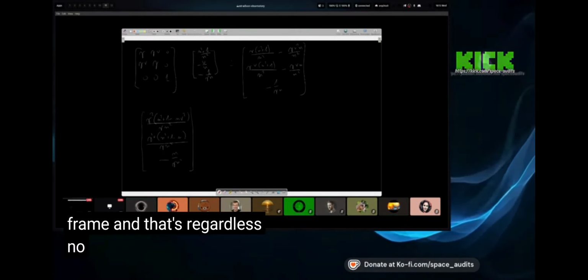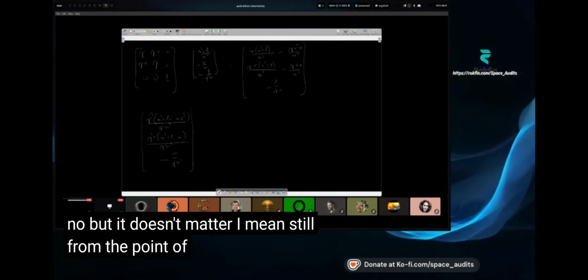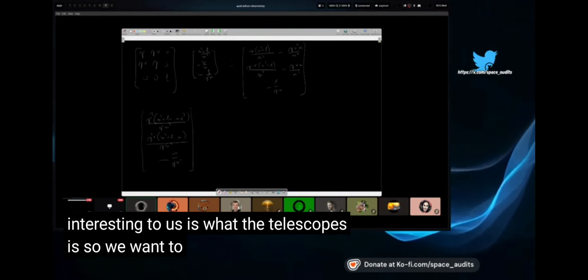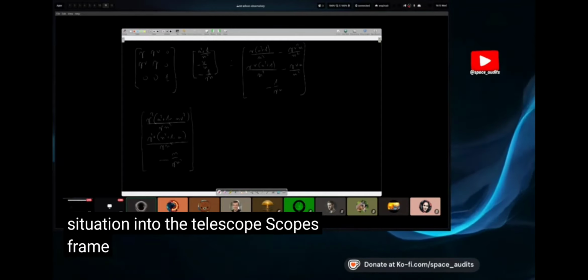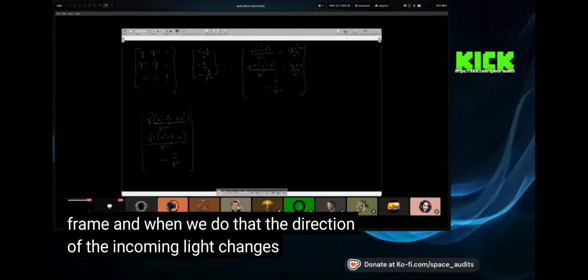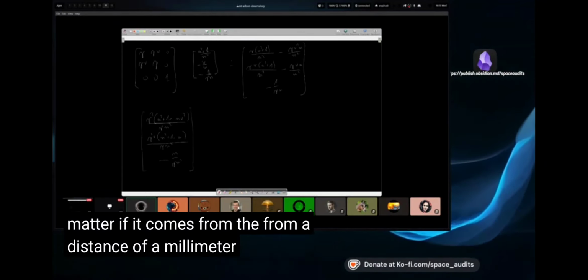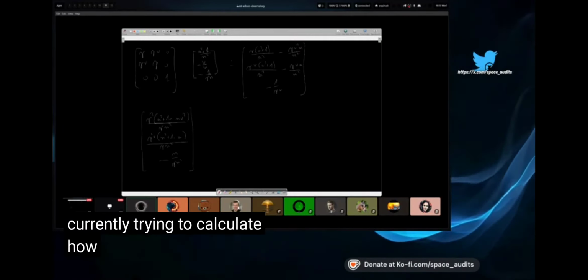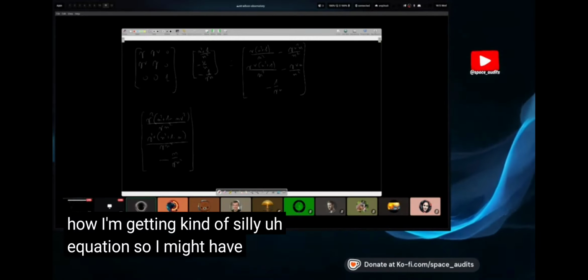No. But it doesn't matter. I mean, still, from the point of view of the telescope, it is not moving. So what is interesting to us is what the telescope sees. So we want to transform this whole situation into the telescope's frame. And when we do that, the direction of the incoming light changes. It doesn't matter if it comes from a distance of a millimeter or a light year. The direction will still change. And I'm currently trying to calculate how. I'm getting kind of silly equations, so I might have made a mistake somewhere.